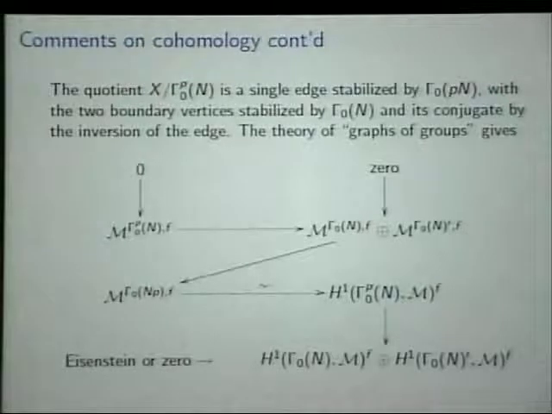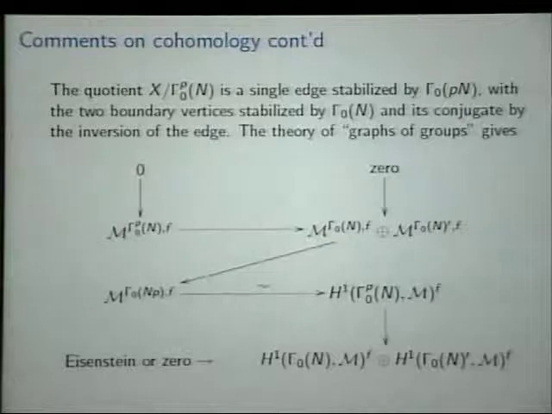I probably should have drawn this on a picture, but you have an edge, which is stabilized by gamma naught of Pn, and you have two vertices, one of which is stabilized by gamma naught of N, and one of which is stabilized by a conjugate of gamma naught of N, but it's a group which is still isomorphic to gamma naught of N. And you have some stuff on this tree. Whenever you're in this situation, you can use the theory of graphs of groups, which is talked about in Serre's book on trees, to compute cohomology.